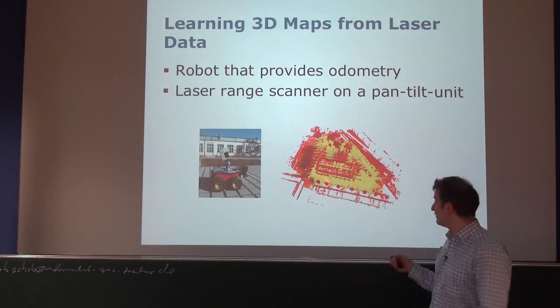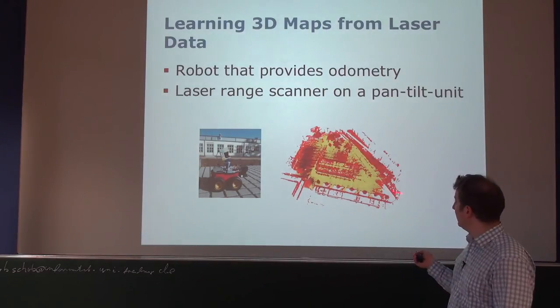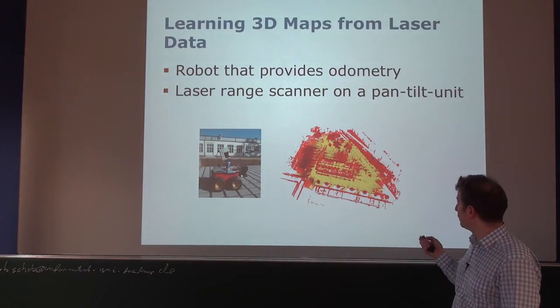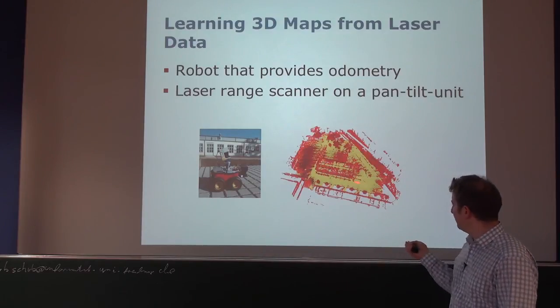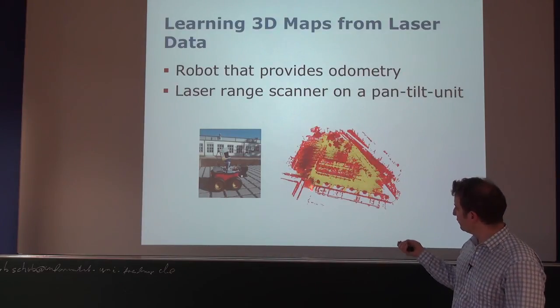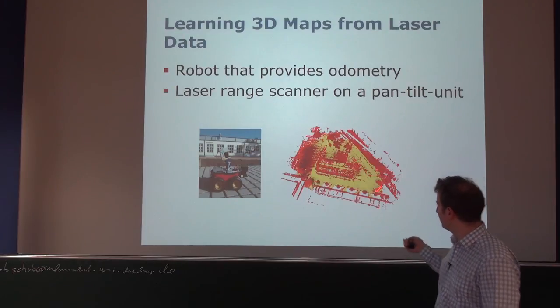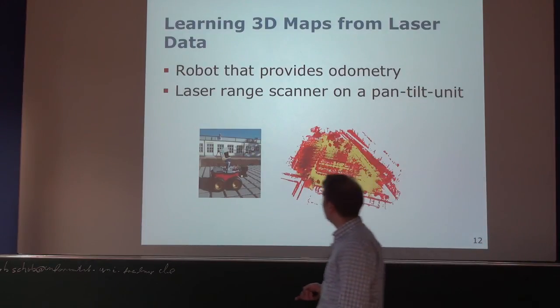And the maps we may get out of that look like this. So what you can see here, red means non-drivable areas, yellow means drivable area. So this is building 79. This is the street. Here it goes down to the parking lot. So this is an example of a map that you might obtain with this approach.